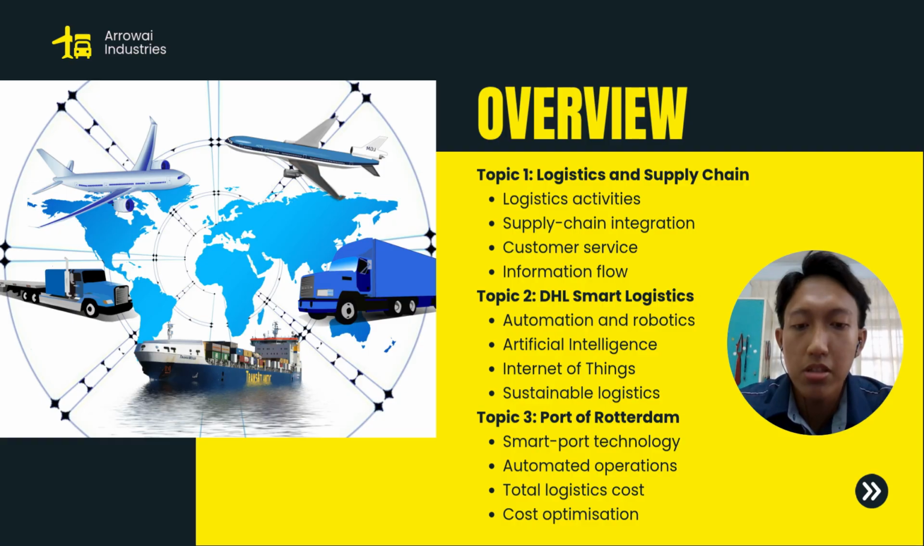The third topic is the Port of Rotterdam. We will explain how this smart port uses automated cranes, autonomous vehicles, sensors, and digital systems to improve cargo handling and port efficiency. Besides these three topics, we will also discuss total logistics costs, logistics technologies, current challenges, and the key learning outcome from this assignment.